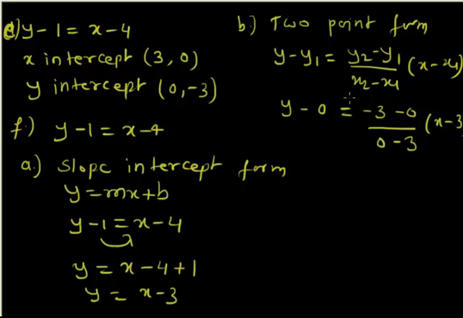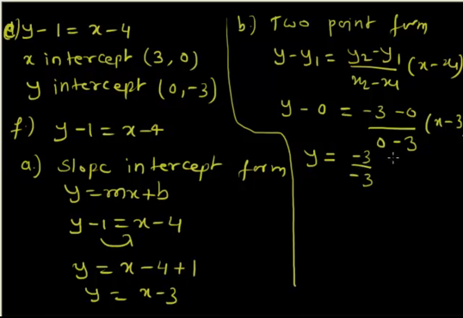I substitute these values here and I get the equation of the form y minus 0, which is nothing but y, equals minus 3 over minus 3, times x minus 3. This is the 2-point form of the given equation. The last form is the standard form.